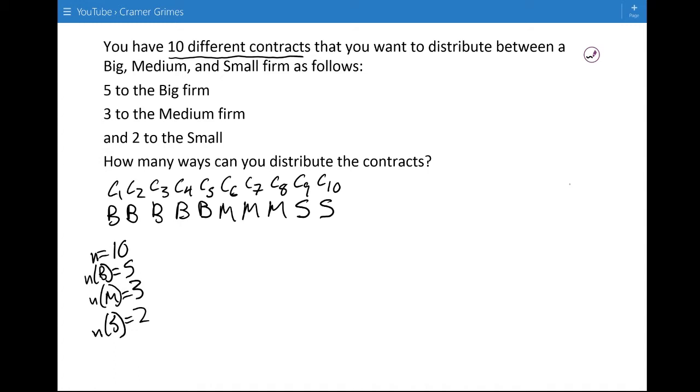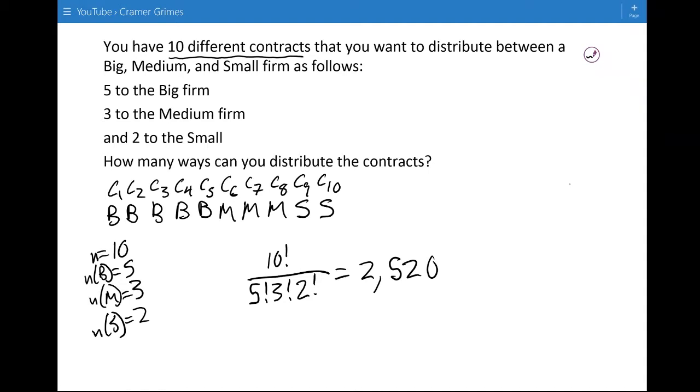I would just put this into my formula. So we had 10 total objects that we wanted to order, but I couldn't distinguish between 5 of them for the big, 3 of them for the medium, and 2 for the small. Working that out, that would give me 2,520.